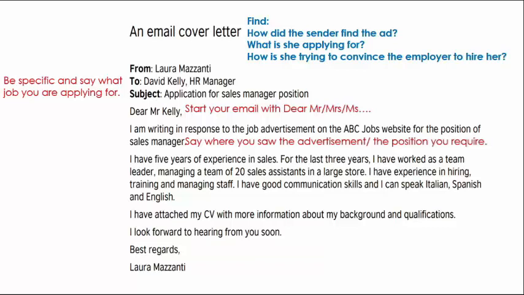That's right. And then what did the sender do? Yes, she started to present her education, qualifications, and work experience, and her skills too. Yeah, that's right. She said she has 5 years of experience in sales. And she also said that she was a team leader, managing a team of 20 sales assistants. Also, she said that she can hire. She has experience in hiring people and staff, and she also said that she has some good skills like communication skills and language skills as well.